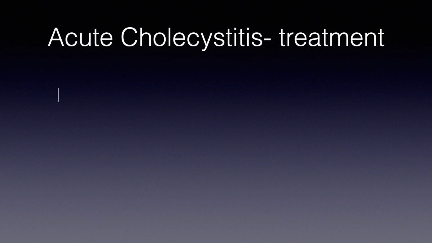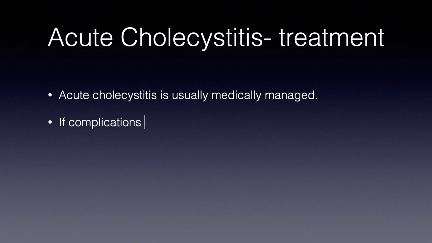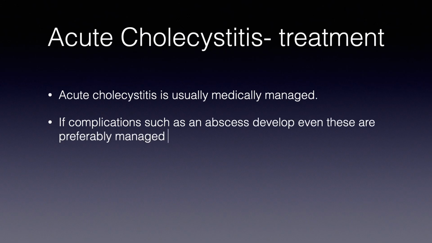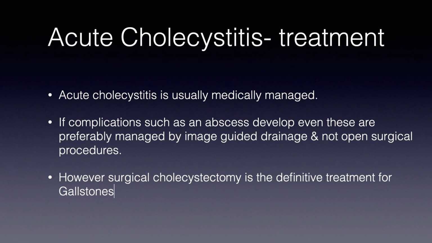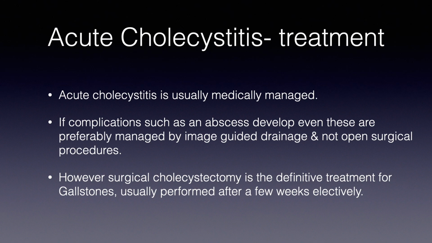Acute cholecystitis during the acute phase is typically managed medically. If complications such as an abscess develop, even these can be managed by image-guided drainage and not by open surgical procedures. However, surgical cholecystectomy is the definitive treatment for gallstones, usually performed electively a few weeks later, once the acute symptoms have subsided.